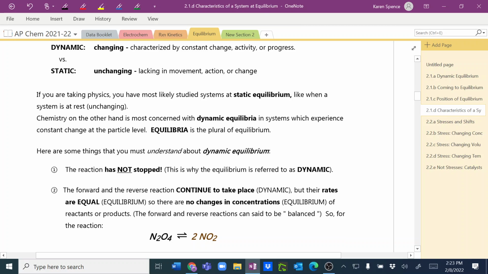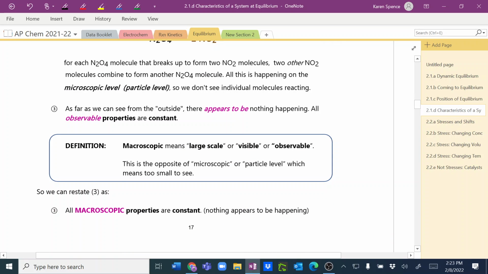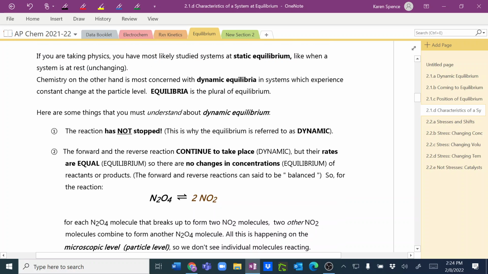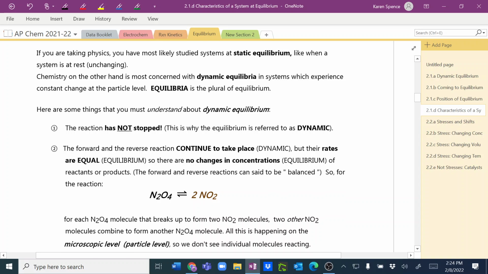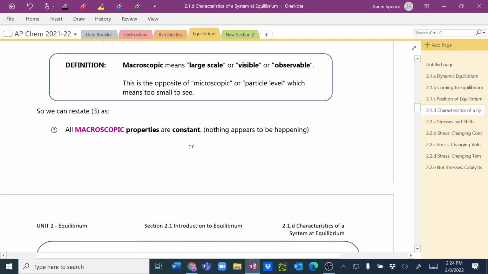Forward and reverse rates have to keep going. We talked about the word macroscopic last day. What does macroscopic mean? Observable, visible with the naked eye, something you can just look at and see. What is the opposite in this context of macroscopic? Microscopic, or more accurately than microscopic, would be at the particle level. So if you could see the particles, you'd actually see reactant turning into product. Okay. So all the macroscopic properties are constant.